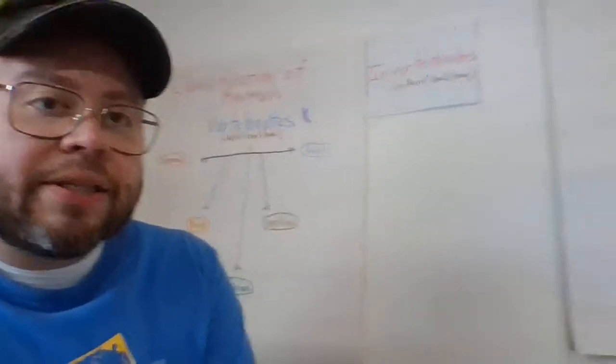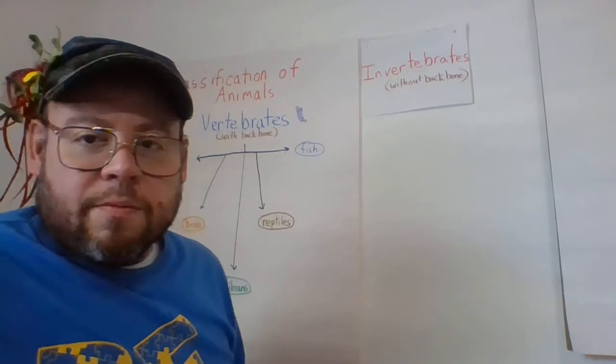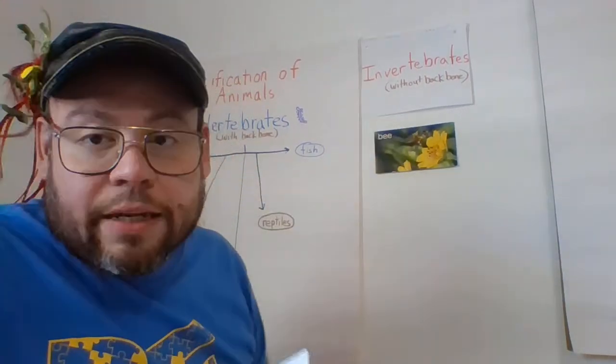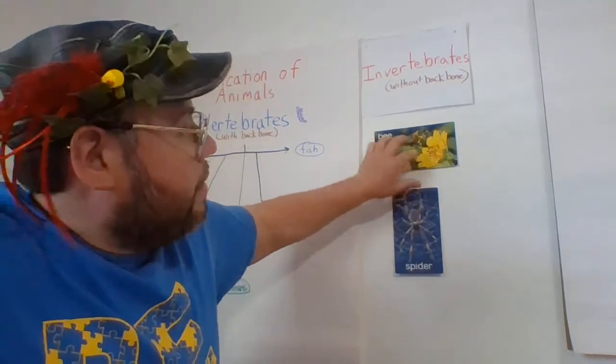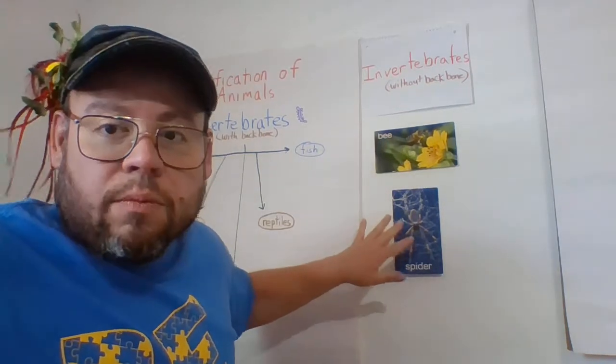Okay, so I'm going to move you over here a little bit. You see this little spot right here? This is our spot for invertebrates. We're not going to really talk much about invertebrates until we get to insects. But a bee is an invertebrate, and a spider is an invertebrate. These invertebrates are called insects and arachnids. And we'll talk more about that.